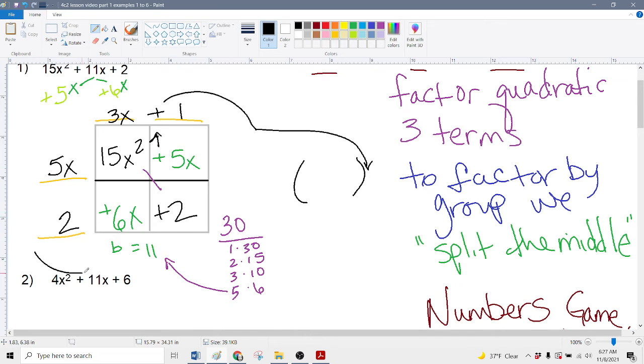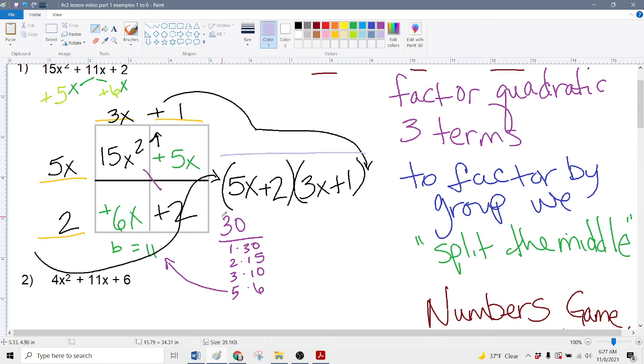These terms on the side are going to go in our first set of parentheses. So we'll take the 5x, we'll put that first. This is a positive 2. We've got to write the plus. These are actually two binomials, meaning they have to be separated by an add or a subtract. And that's the answer for example number 1, part 4C2, okay?